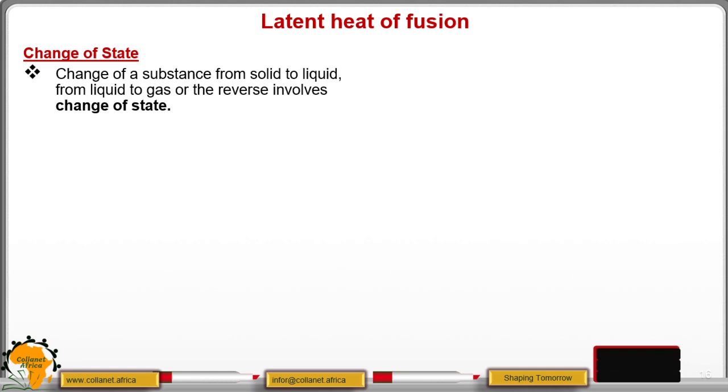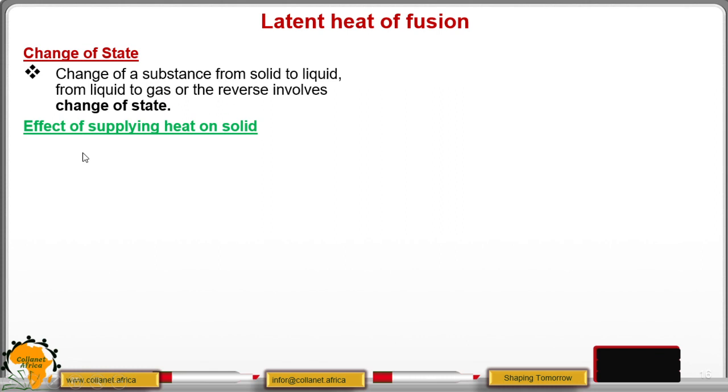So when a substance changes from solid to liquid, or from liquid to gas, or even the reverse, that is from gas to liquid or liquid to solid, then we say that this is change of state. And when it changes the state, there is either losing of heat or absorption of heat.